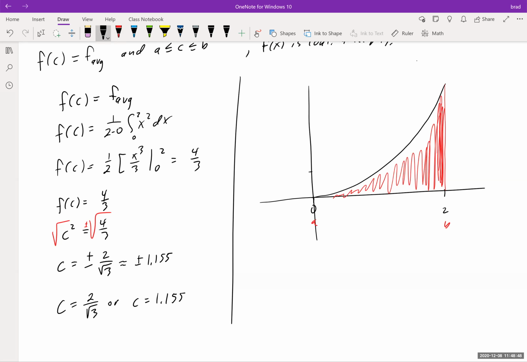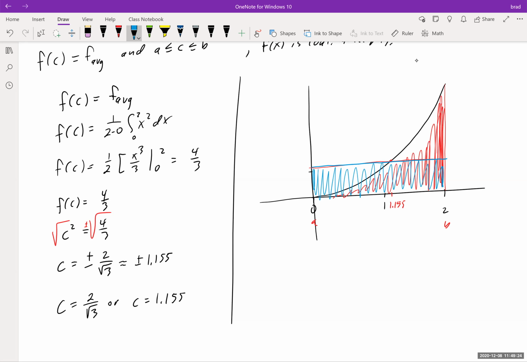So let's say here's 1, right? So here's 1. So then that means, let's go with c equals 1.155. So that's going to be like right here, if we approximate. So then we're going to go like right here. Okay. So then, oops, I should have drawn that in blue. I'm sorry about that. So then we have the area of this rectangle. Okay, so that's what we're saying here.